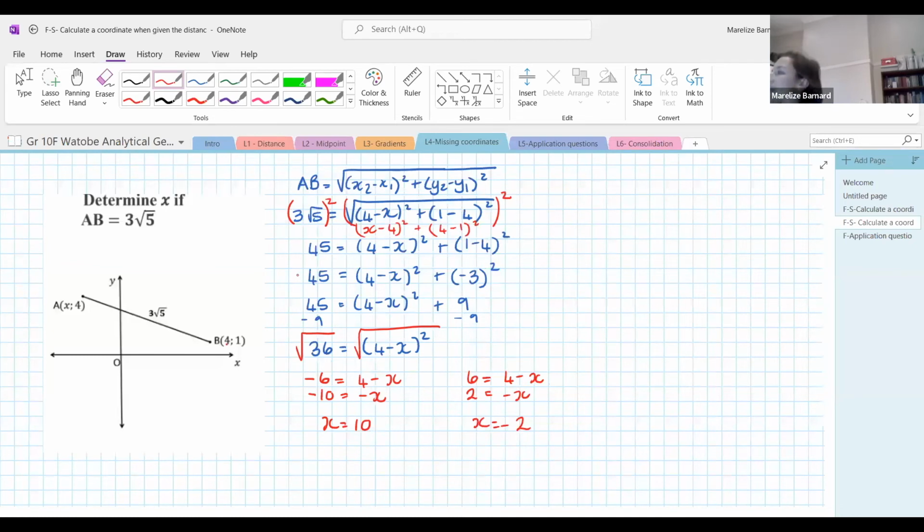It will end up exactly the same, as long as you are consistent with the order. So if you do x minus 4 for the x's, then you must do 4 minus 1 for the y's. It's the same as when we did gradient on Tuesday. It must just always follow the same order. So you should get the same answer. Okay, no problem.